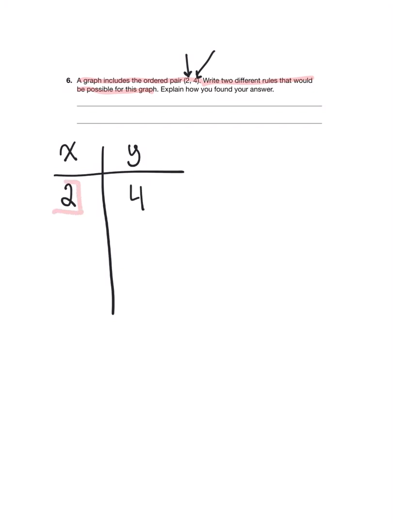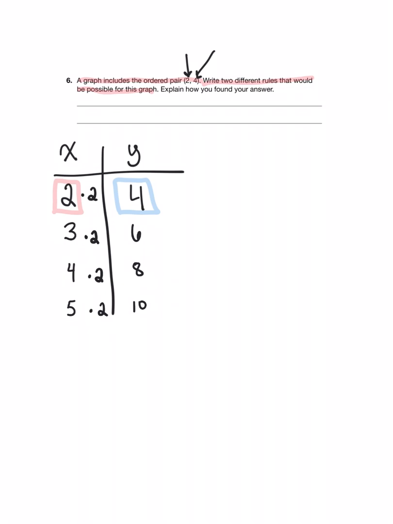Then ask yourself this: what change has occurred to the 2 that resulted in your Y coordinate being a 4? Well, if I multiply 2 times 2, I get 4, right? So if I did that to every value on my X axis, then my Y coordinates would look like this.